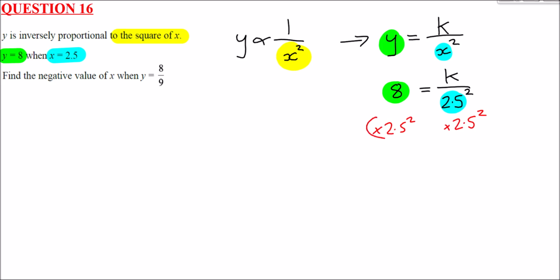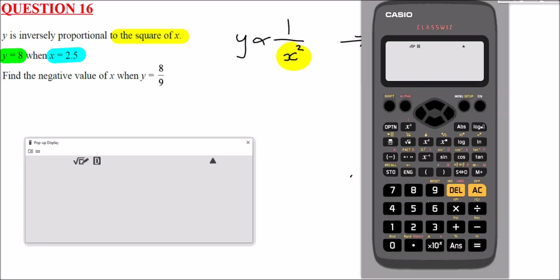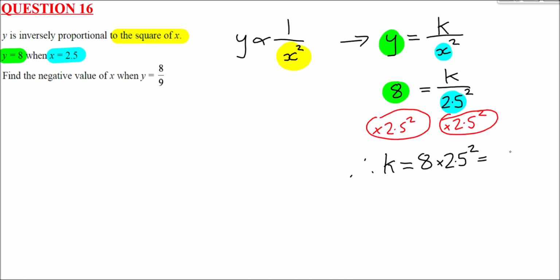So therefore, k is going to be 8 multiplied by 2.5 squared. And at this point, we may as well use our calculators to see what this comes out to be. So 8 multiplied by 2.5 squared gives us a value of 50 exactly. So we can call this equal to 50. So therefore, the equation is that y equals 50 divided by x squared.